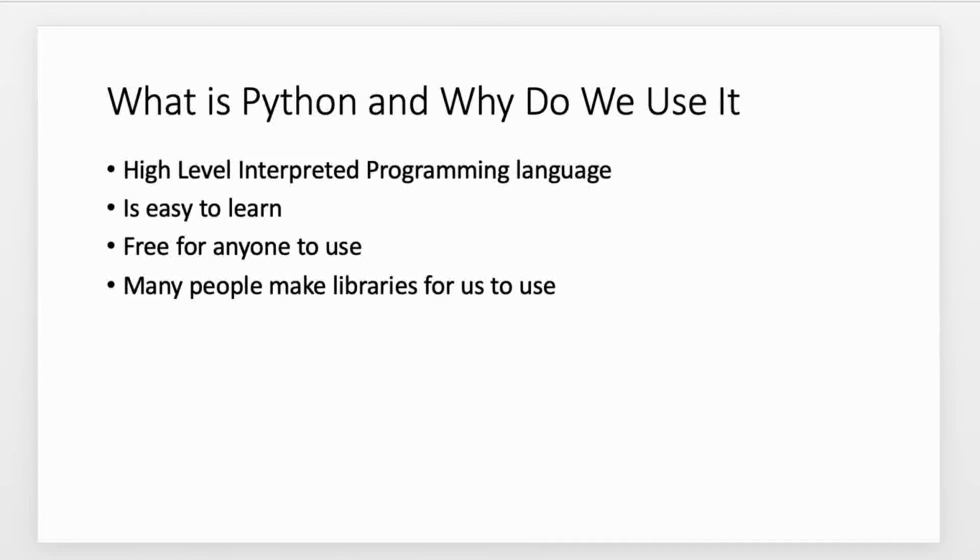Python is a high-level interpreted programming language, and we use it because it is very easy to learn, and the way we write code in Python is very simple, and it also makes a very good first language for someone that's new to programming. Another thing is that it's free for anyone to use, so we don't have to pay for it. And the final reason is many people make libraries or share their code so that people like you and me can use it to make our own code.